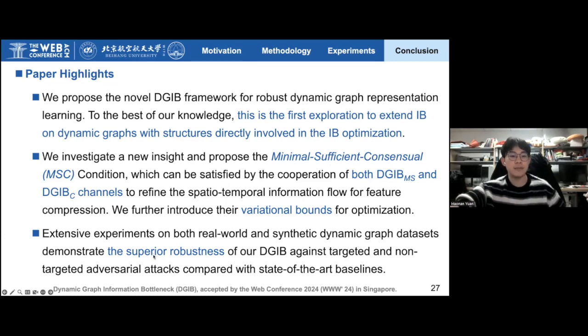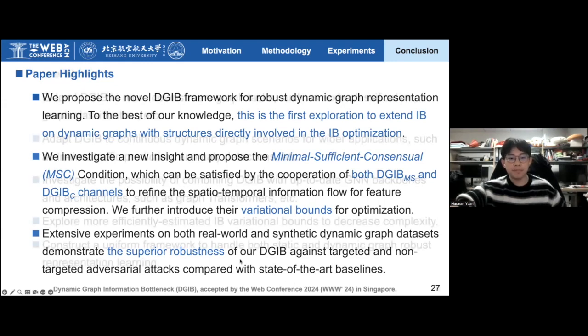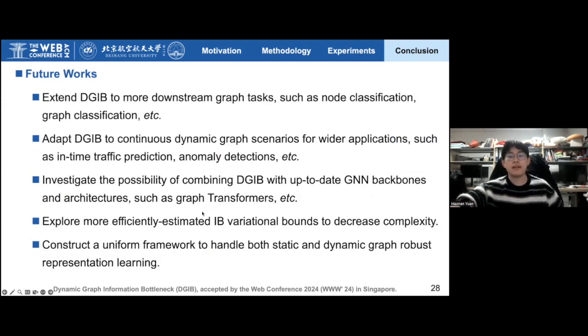And the extensive experiments on the real-world datasets demonstrate the superior robustness of our DGIB against the targeted and non-targeted adversarial attacks compared with the state-of-the-art baselines. So in the future, there are some ideas or directions for us to try.